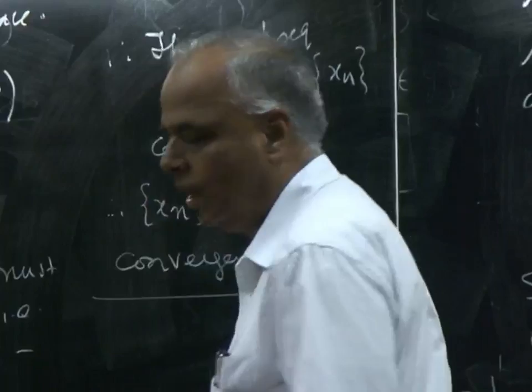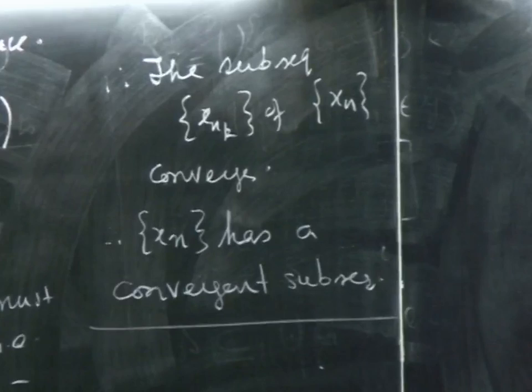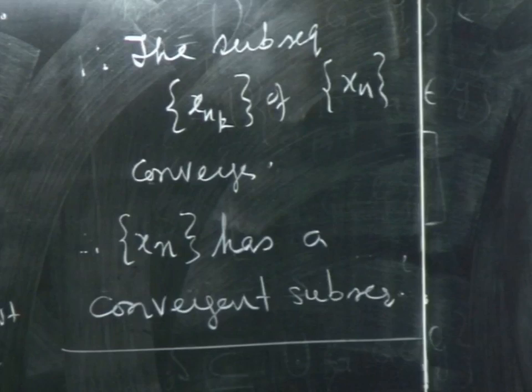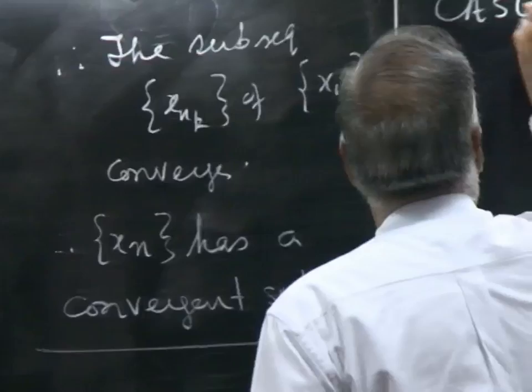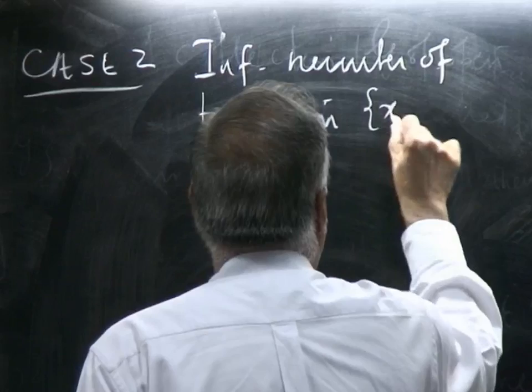Now, let us look at the second case. In the second case, not just a finite number of them distinct, an infinite number of these elements are distinct. So, case 2, an infinite number of these terms in xn are distinct.